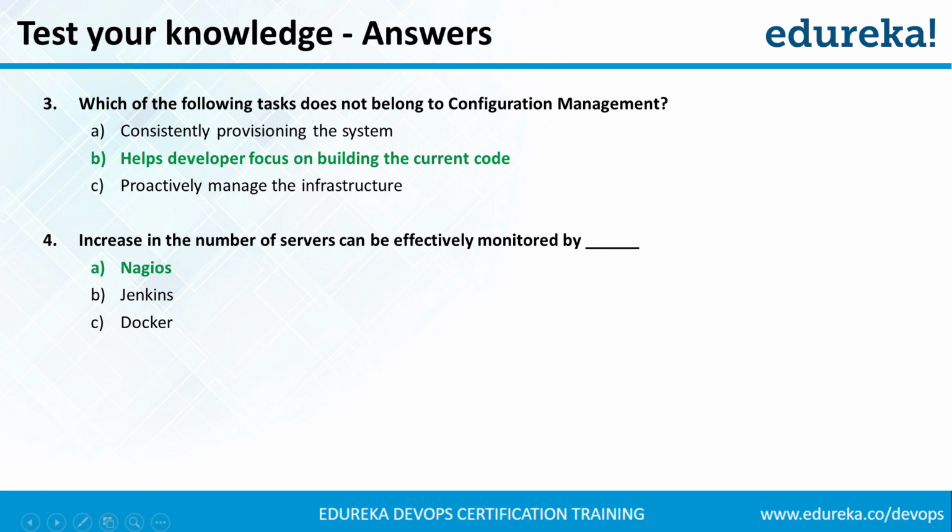It's not C. It helps developers focus on building the current code, and it also proactively manages the infrastructure. Okay, it says it does not. All right, so helping developers focus on building the code is a task of CI, which takes the code away and integrates it properly. Consistently provisioning the system and proactively managing the infrastructure is something that configuration management would do for us.